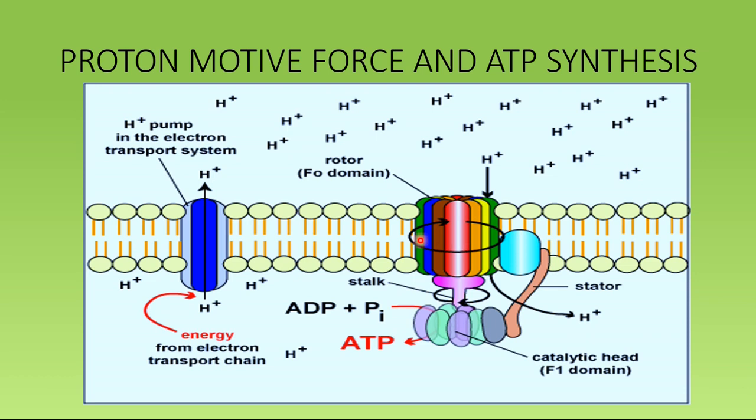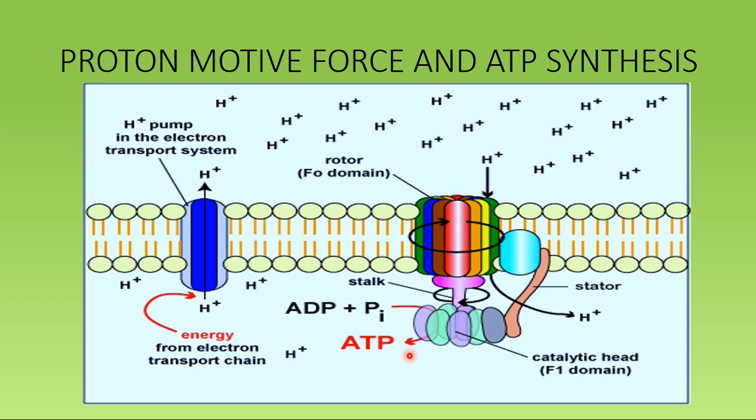So here you can see a torque that is transmitted to the F1 part, our head part, through coupled rotation of gamma and epsilon, which is present here. These subunits, gamma and epsilon, will cause conformational changes in the beta subunits, and the conformational changes in the beta subunits lead to the binding of ADP and inorganic phosphate, giving rise to ATP. And once the ATP is formed, the beta subunits return to their original conformation.